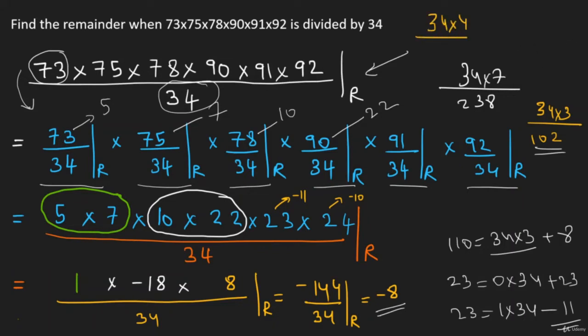34 into 4 is 136. So you can see 136, if you add 8 to it, you will get 144, and that's why your answer is minus 8 over here. And remember, when your divisor is 34, a remainder of minus 8 is the same as a remainder of 26. And note, 26 plus 8, without the minus, is equal to 34.